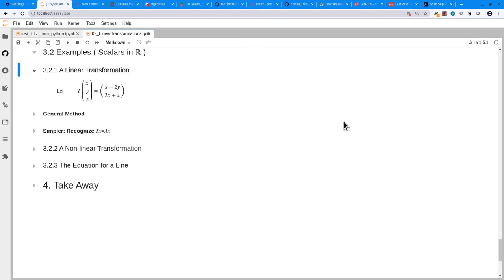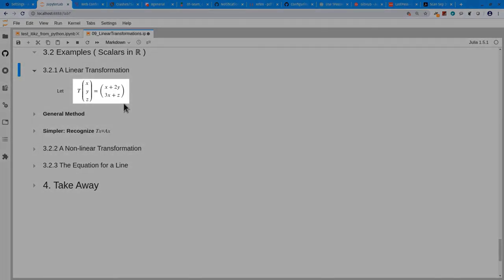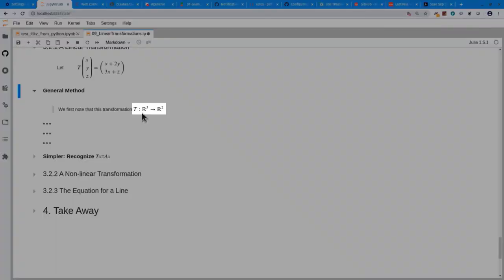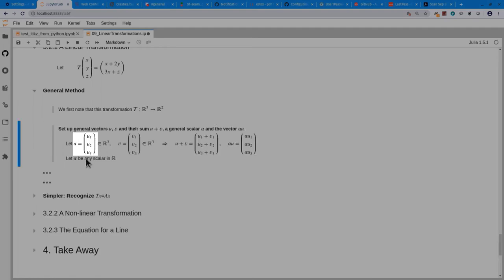The first example will prove to be linear, but let's start out with my transformation. Here it is. T goes from a vector (x, y, z) to a vector (x plus 2y, 3x plus z). And now I want to check whether or not T is linear. The very first thing I'll do is figure out the sizes of my vectors. T starts with a vector in R3 and ends up with a vector in R2. So my input vectors are in R3, and I have to show it for all input vectors. So I'm going to set up general vectors in R3.